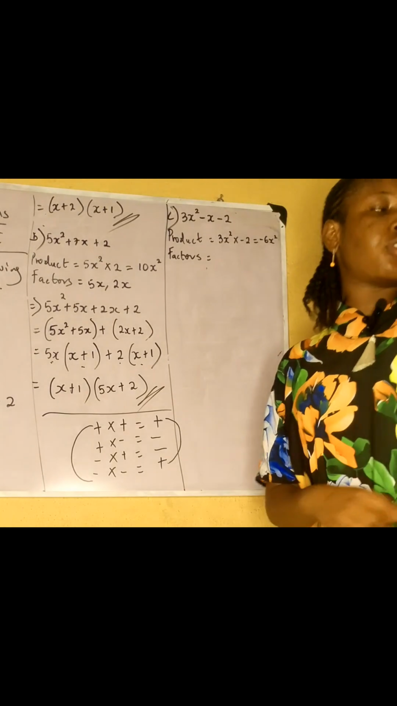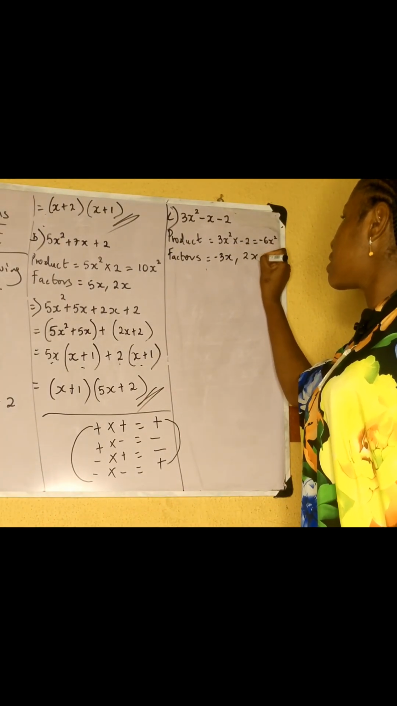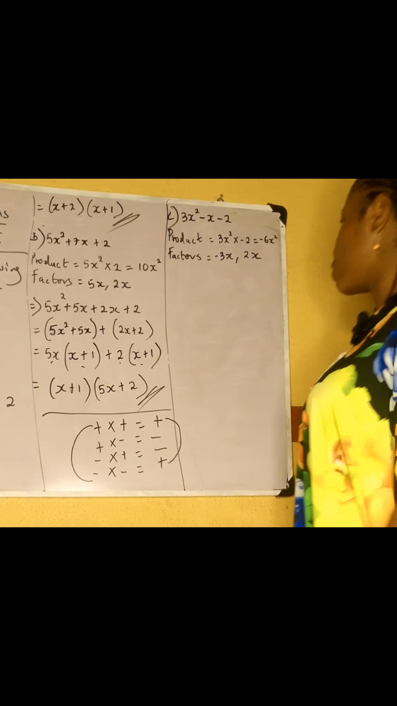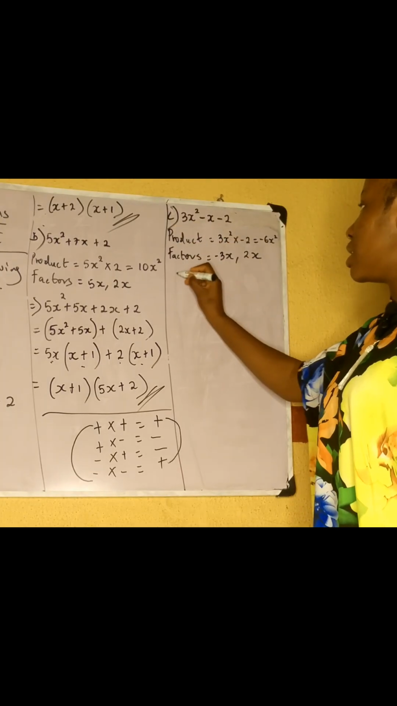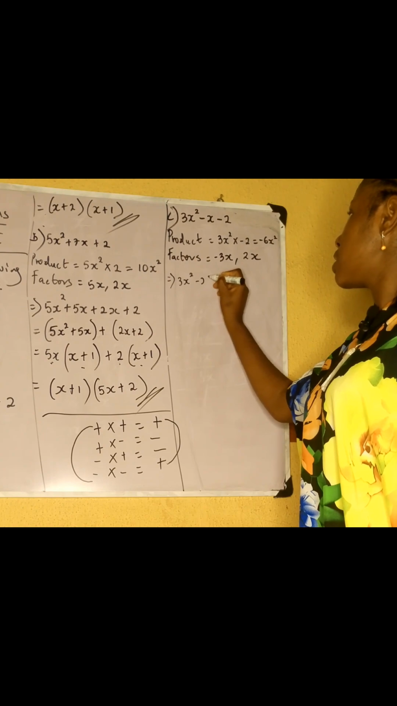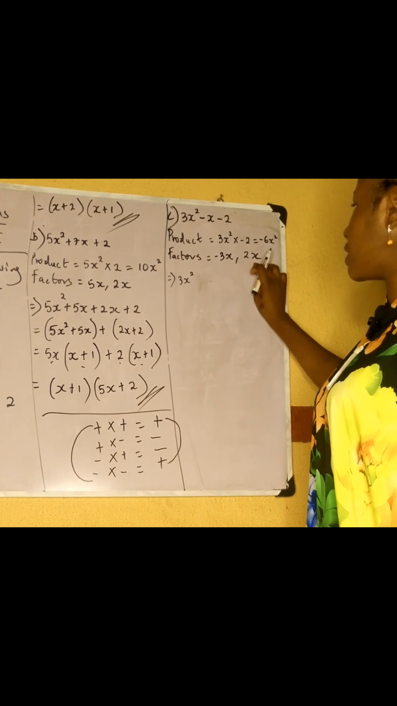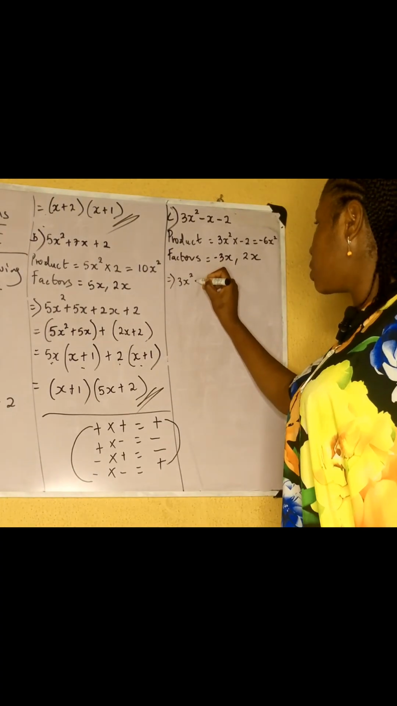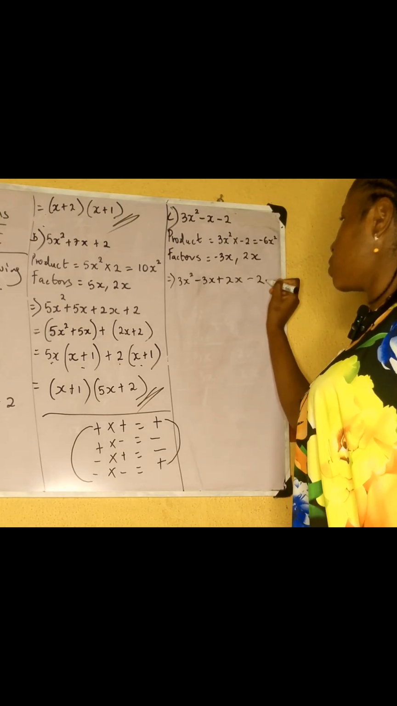So we found our factors to be minus 3s and 2s. So these are our factors, minus 3s and 2s. If this is my factor, I will now take it and replace the middle term here. So what we are going to be having now is 3s squared minus 3s, or let me write this one first. You can write any one first. I hope you know that. Minus 3s plus 2s minus 2.